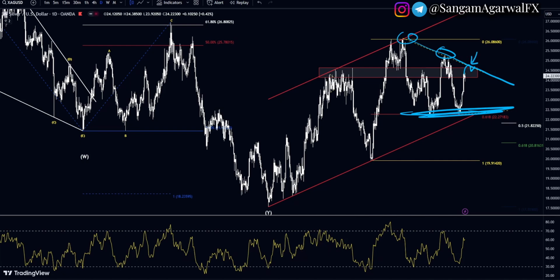So you have the trend line, your dynamic resistance, and this old resistance zone as your static resistance, both at the same place. So wait for a clear breakout, then on retest you can buy. After retest we will target $30, but now wait for breakout.